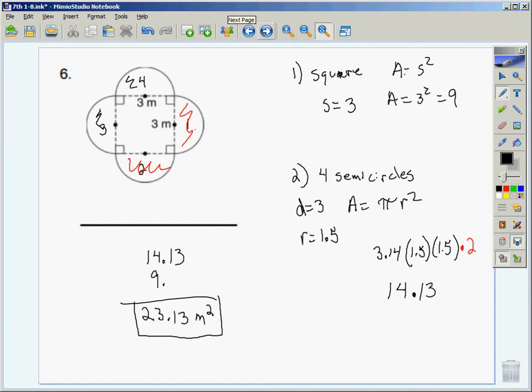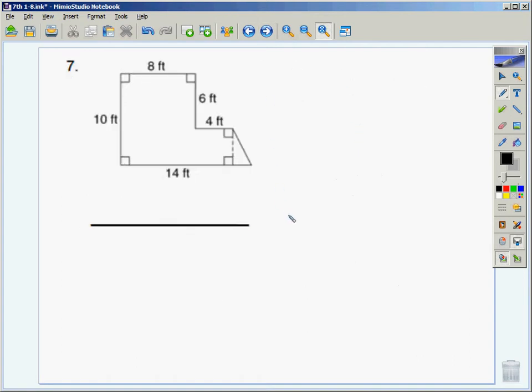Everybody good with number 6? Number 7. How many people did this with 3 shapes, just out of curiosity? Okay. Did you use a rectangle, a triangle, and a square? Okay. I did this. I did 2 shapes. Okay. I did, the first shape is a rectangle.